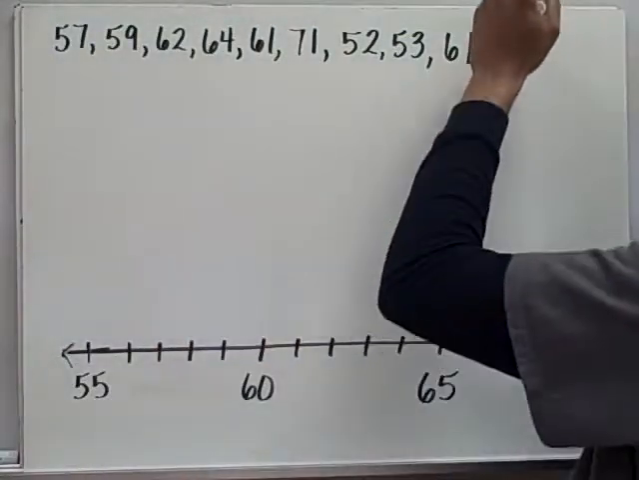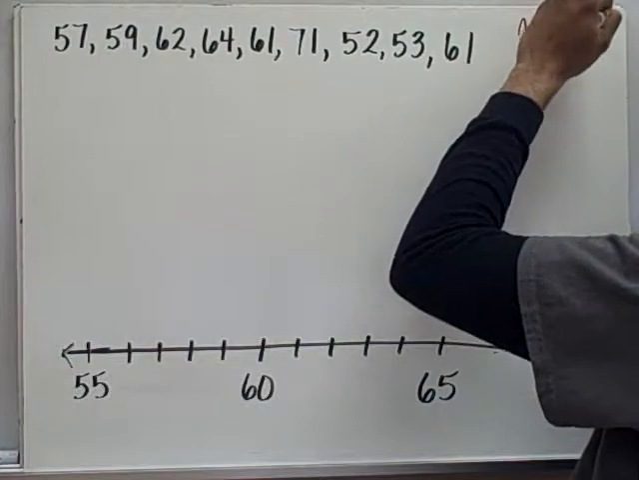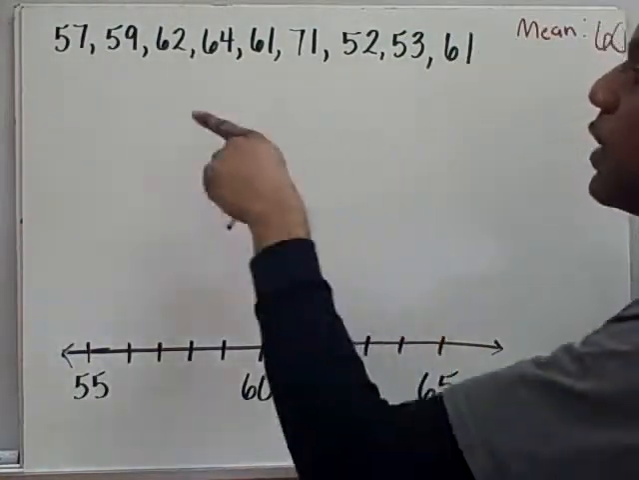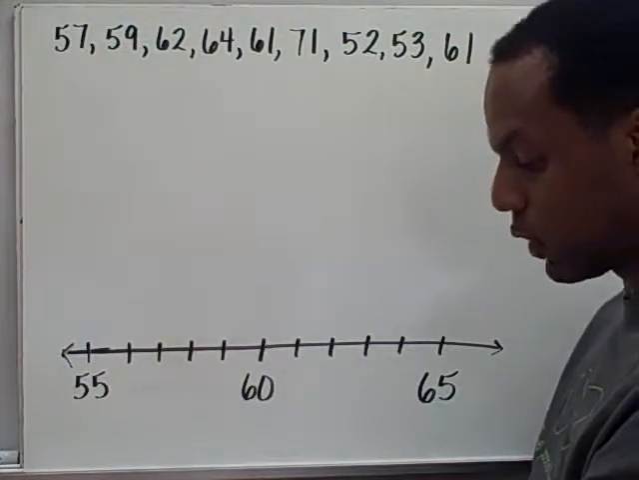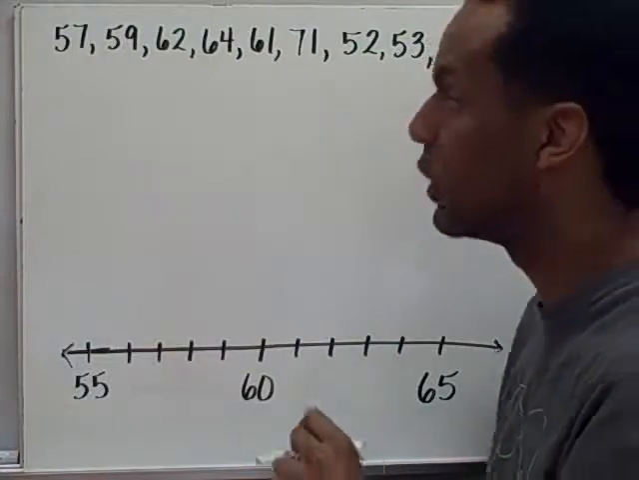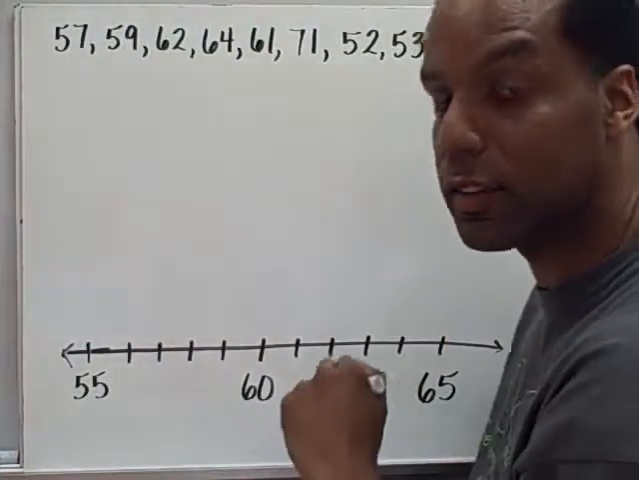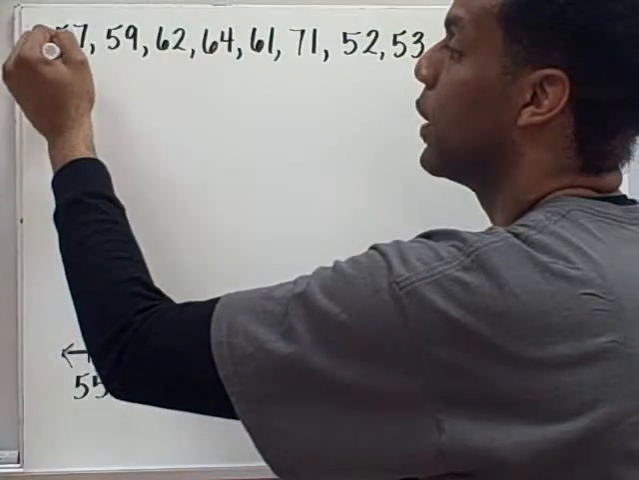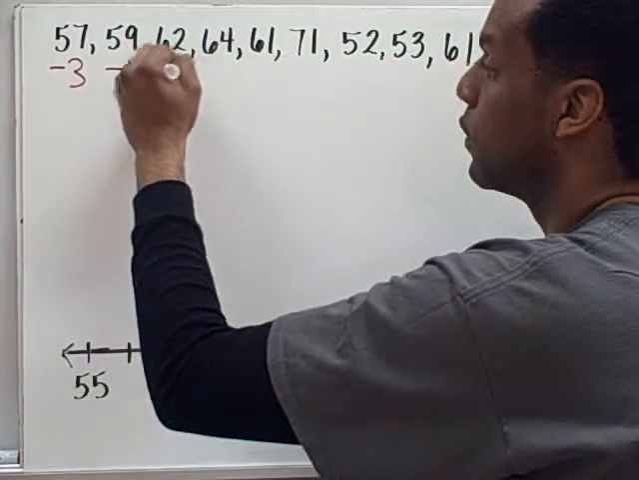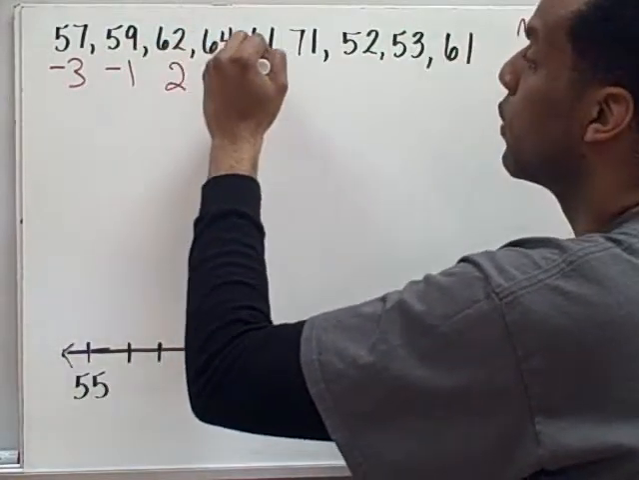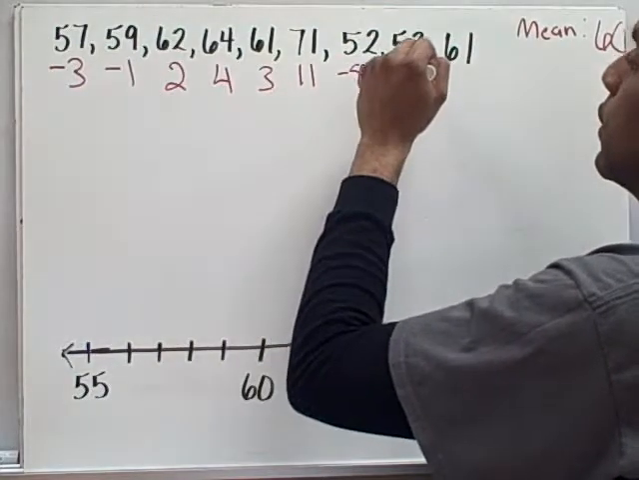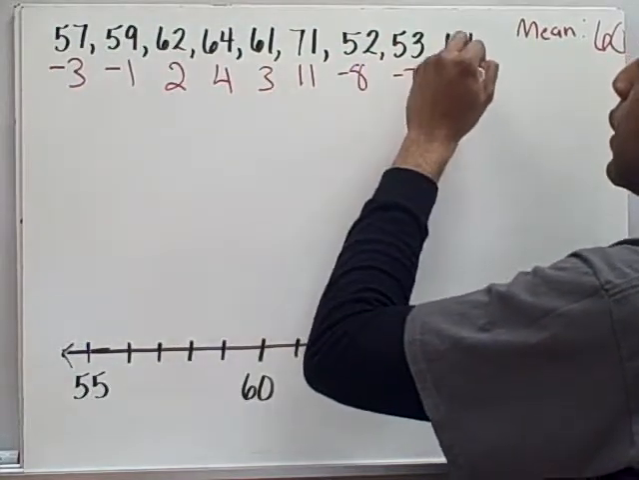So since our mean was 60, we're going to figure out how much each number is away from 60. First you would subtract 60 from each one of these numbers. And when I subtract 60 from each one of these numbers, I will get these values here. 2, 4, 3, 11, -8, -7, and 1.